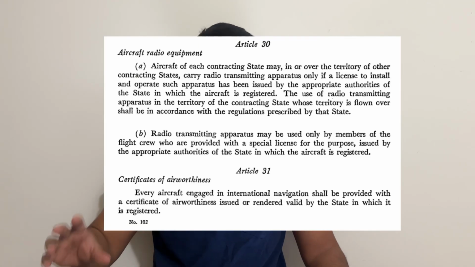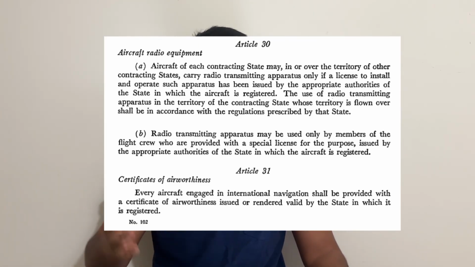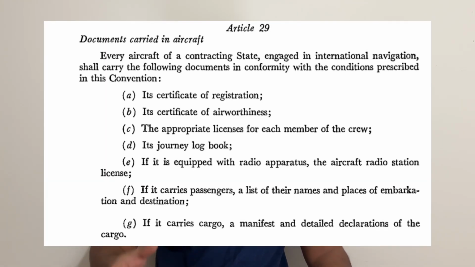So we are dealing with conditions to be fulfilled with respect to the aircraft. In the last video, we read about Article 29, documents to be carried in the aircraft. Very important. If you do not know what it is, look back and read it again, go over the video again. These questions are asked again and again. So today we'll be covering Article 30 and 31.